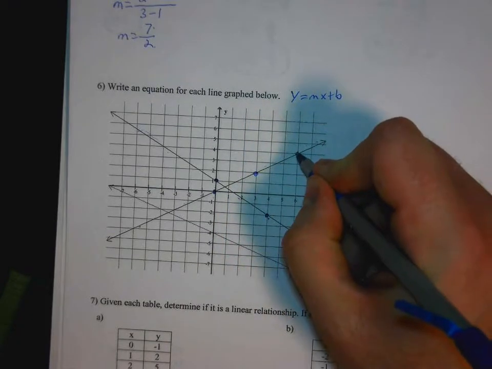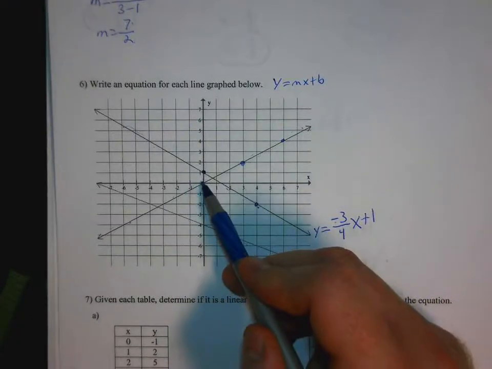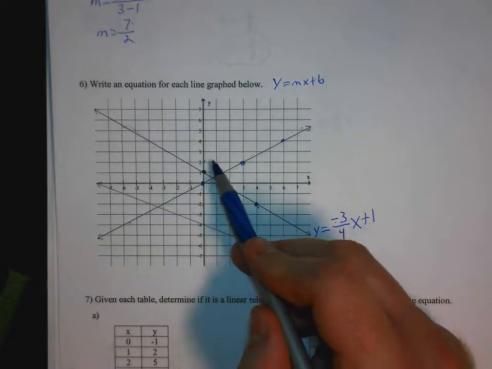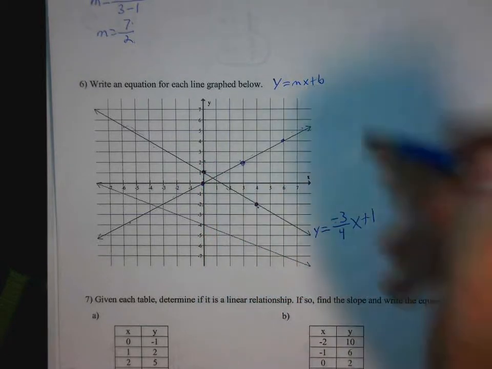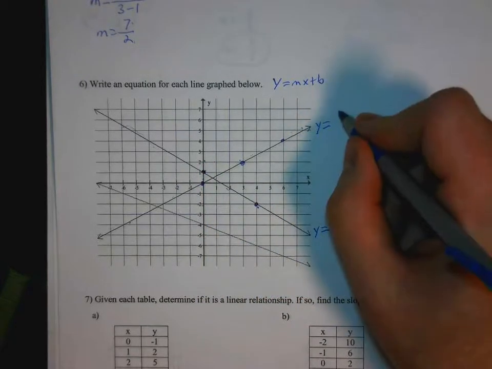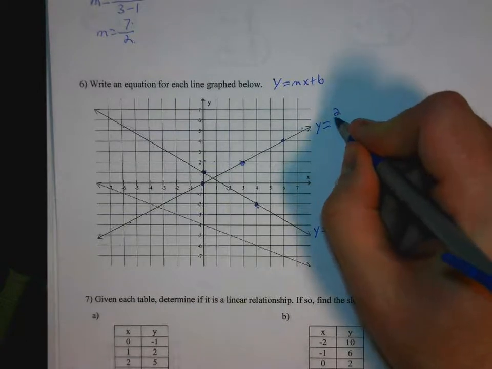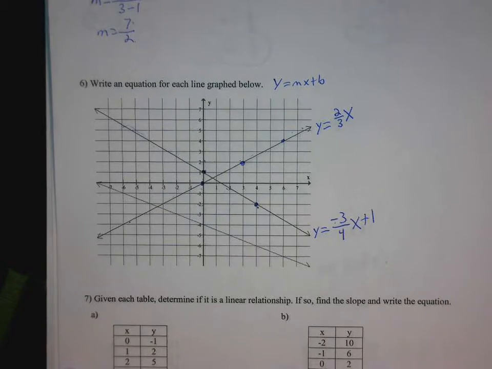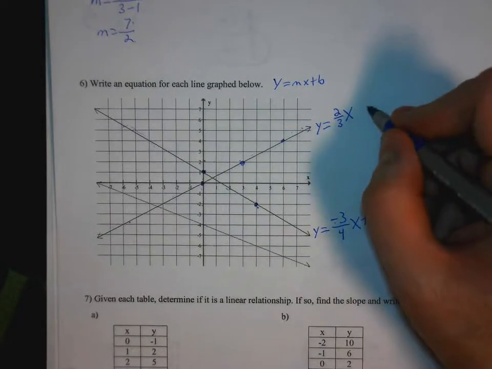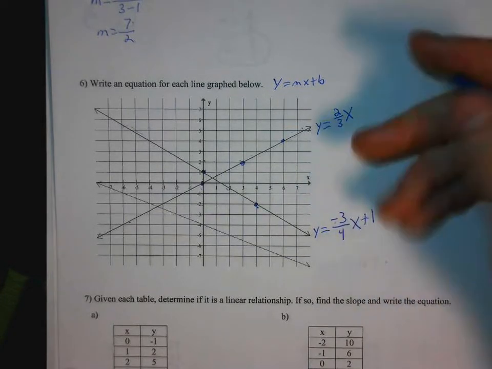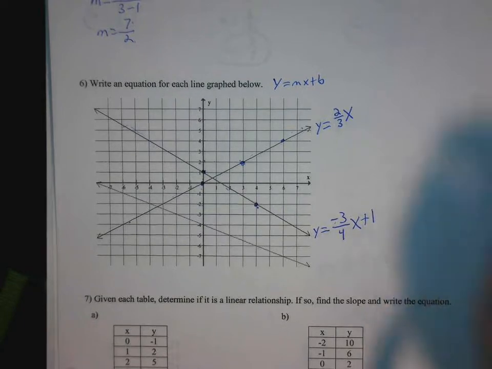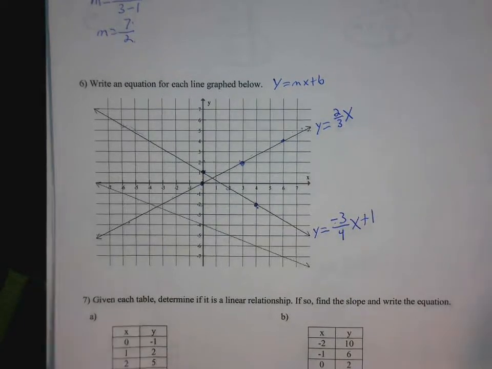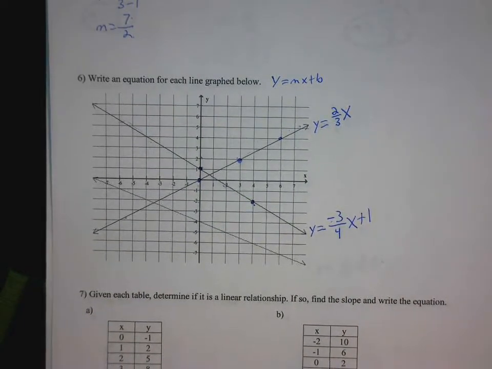Okay, so if you look at that pattern, it looks like the y values go up by 2, and you go to the right 3. So y equals, the y value went up by 2, the x value went to the right 3, so 2/3 times x. And then plus 0 is really just leaving nothing on your equation. Okay, so you don't have to put plus anything. So it looks like y equals 2/3 x is your equation for that line.